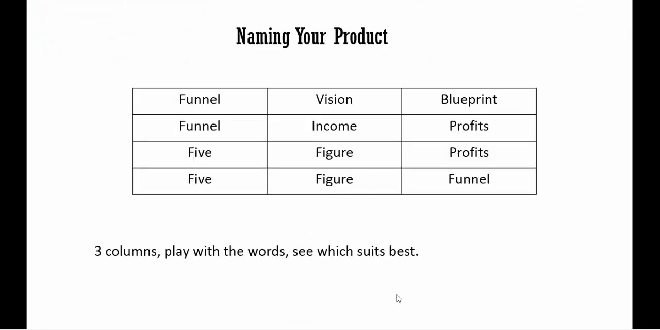Let's move on. Okay, so what you need to do now is you need to come up with a name for your product. Now there's a ton of ways which you can actually come up with this, but I like to break it down to this. I like to create 3 columns and come up with one idea. Okay, so you can see from the PowerPoint here, my first idea was Funnel Vision Blueprint.